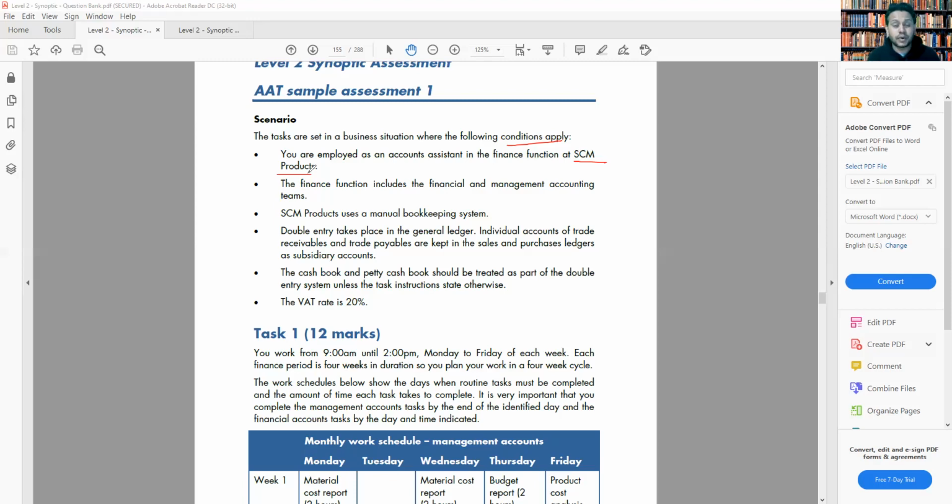So because you work for yourself, you are a sole trader, in that case you have to report to the NCA, that is the National Crime Agency. So it's very important to understand the scenario.